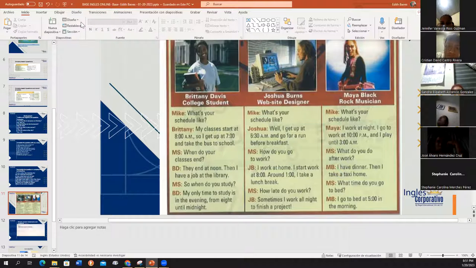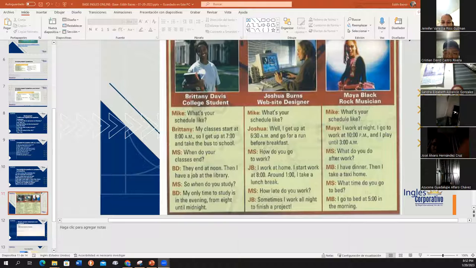What's your schedule? Who wants to be Maya? I work at night. I go to work at 10 p.m. and I play until 3 a.m. Good. What do you do after work? I have dinner, then I take a taxi home. What time do you go to bed? Who is MB? ¿Quién es MB? I go to bed at 5 in the morning.